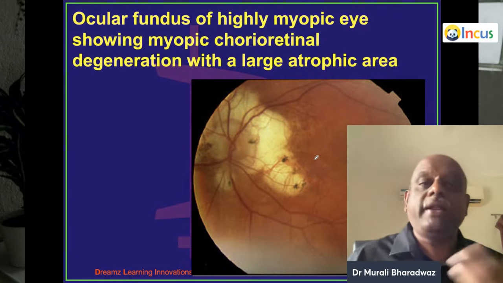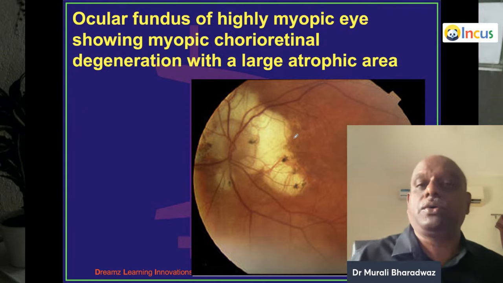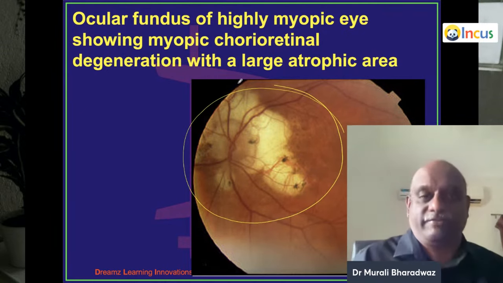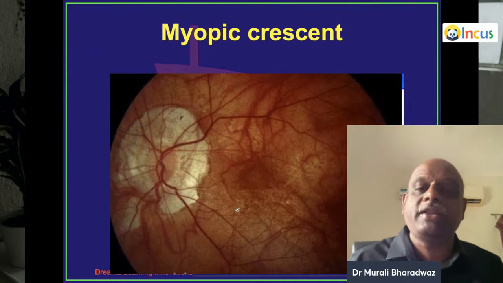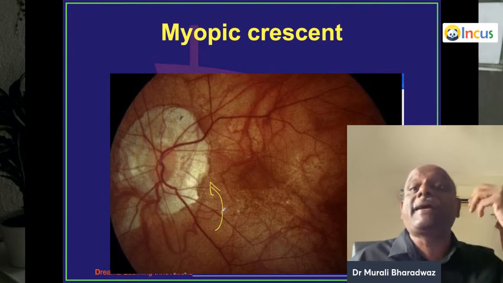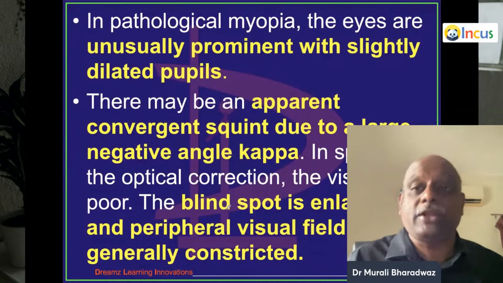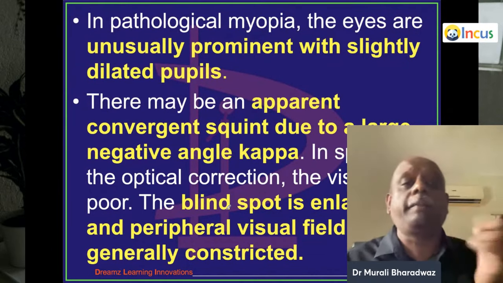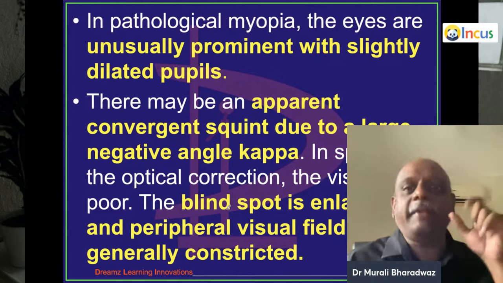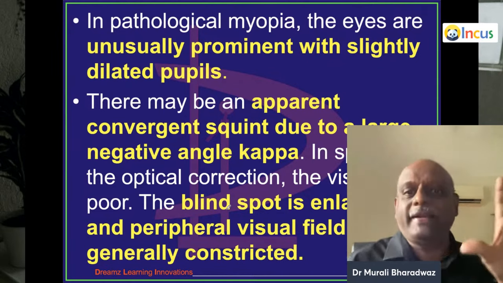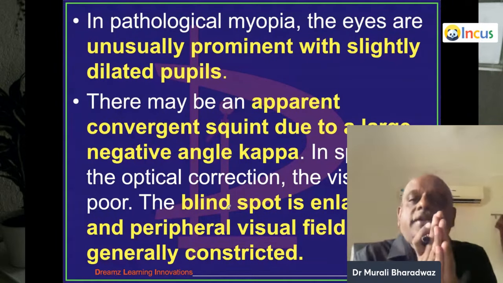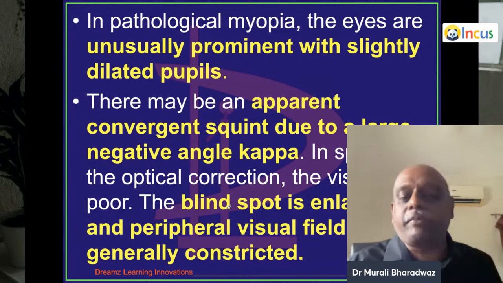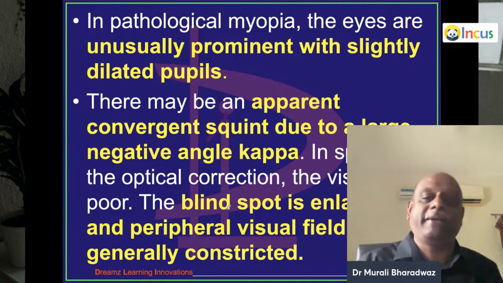So this is the ocular fundus in a myopic individual who shows chorioretinal degeneration with a large atrophic area. You are able to see in pathological myopia. What is this called? Myopic crescent is what you see in pathological myopia. In pathological myopia, how are the pupils? Dilated pupils, prominent eyes, convergent squint, negative kappa angle. These are the points you need to remember in pathological myopia.